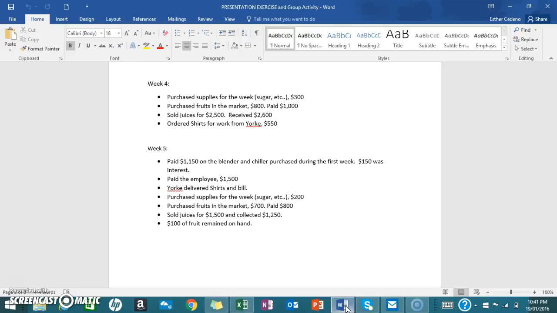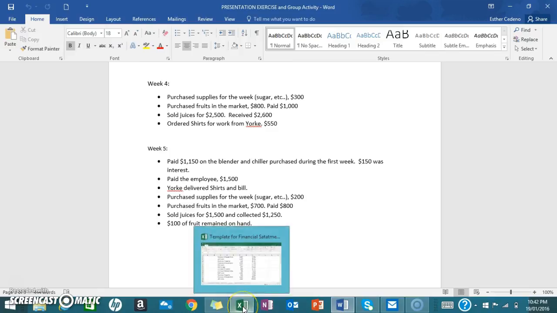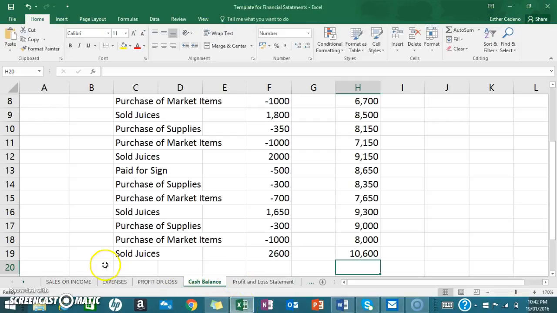Okay, so we're moving on to week 5, where they paid $1,150 on the blender and chiller that was purchased in the first week. But note that 150 out of that 1,150 is for interest, and that happens when there's a loan. In a loan, there's always a portion of principal that's being paid and a portion of interest that's being paid. The portion of principal would affect directly your balance sheet, right? And the portion of interest would affect your expense.